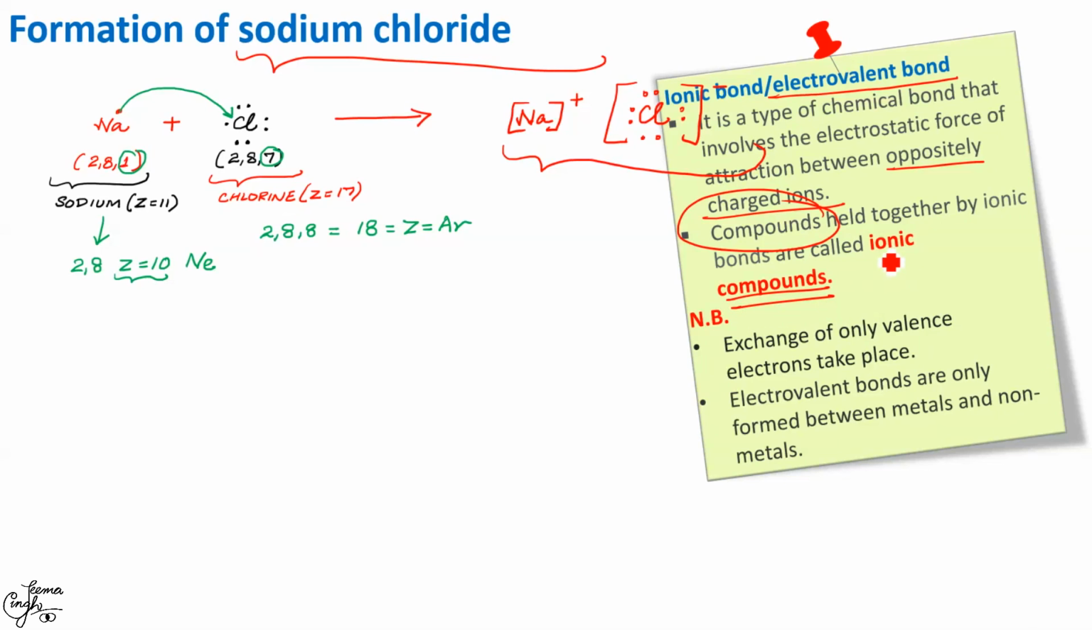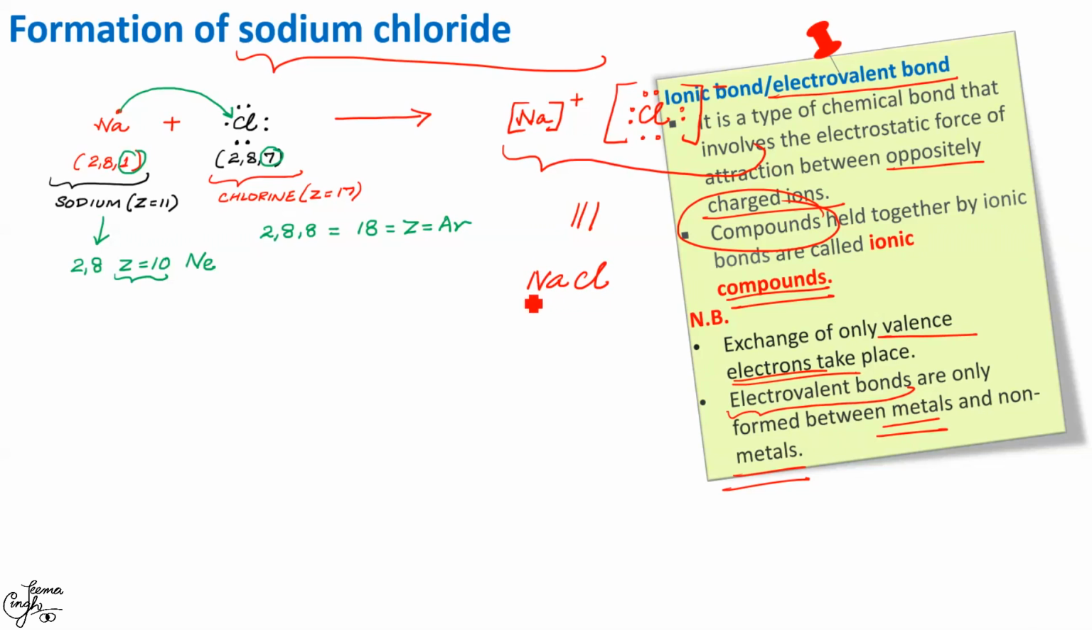Here, my dear students, you need to remember that during the formation of ionic bonds, exchange of only valence electrons takes place. The electrons of the remaining inner shells do not participate in the bond formation. Also remember, you need to have a metal and a non-metal to form an electrovalent or ionic bond. It cannot be formed between two metals or between two non-metals. Thus, this is the formation of NaCl.